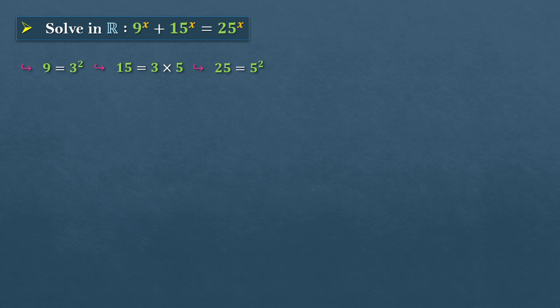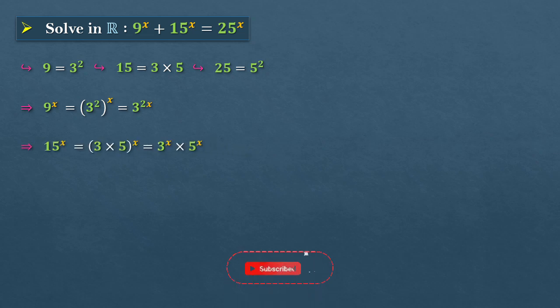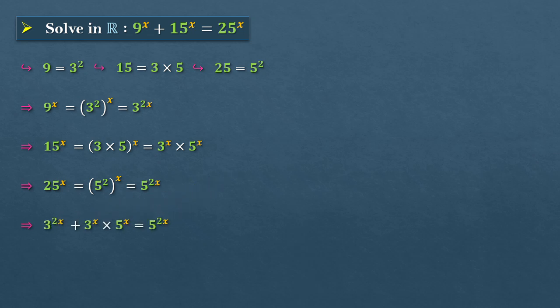We now rewrite each term using these factorizations. 9 to the power of x becomes 3 squared to the power of x, which is equal to 3 to the power of 2x. 15 to the power of x becomes 3 times 5 to the power of x, which is equal to 3 to the power of x times 5 to the power of x. 25 to the power of x becomes 5 squared to the power of x, which is equal to 5 to the power of 2x. After rewriting the equation, we obtain 3 to the power of 2x plus 3 to the power of x times 5 to the power of x is equal to 5 to the power of 2x.